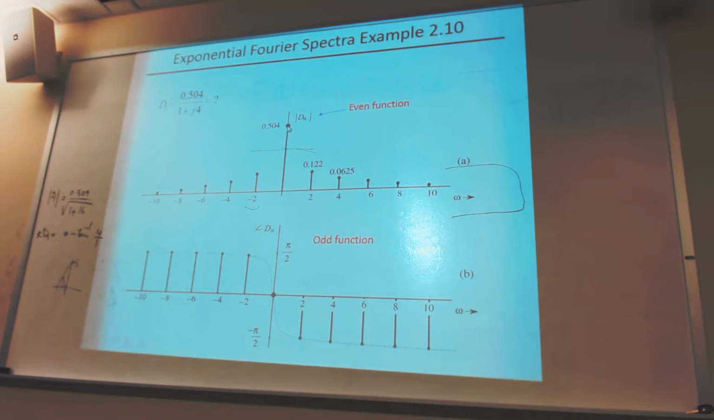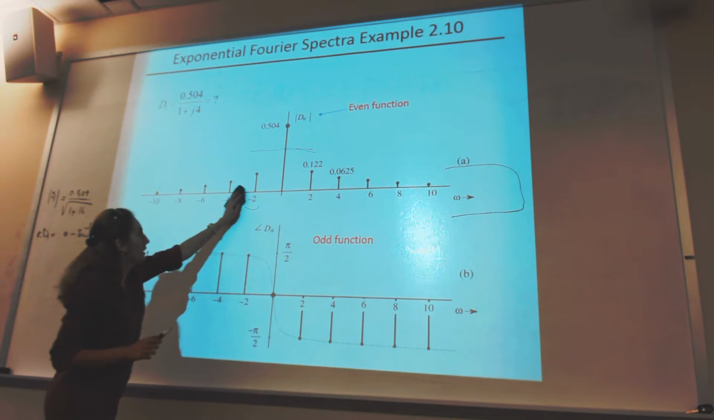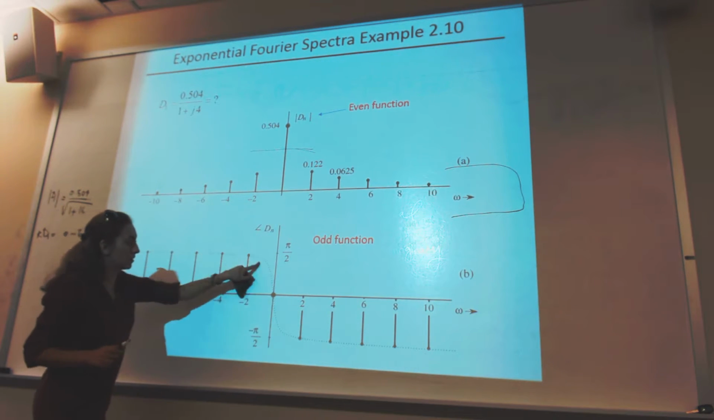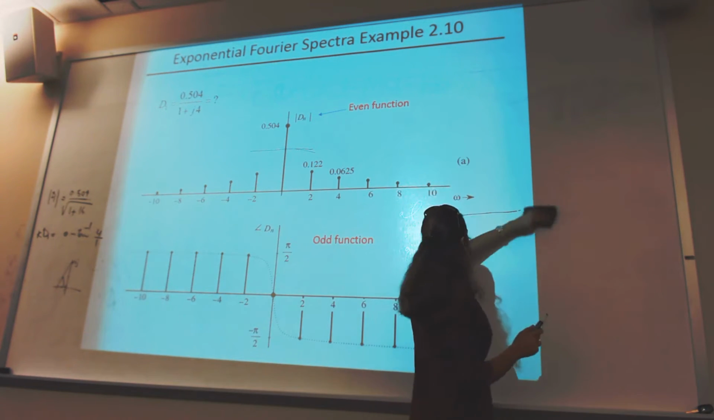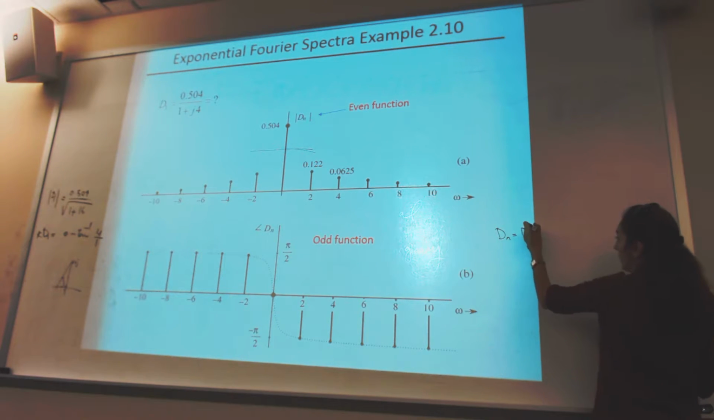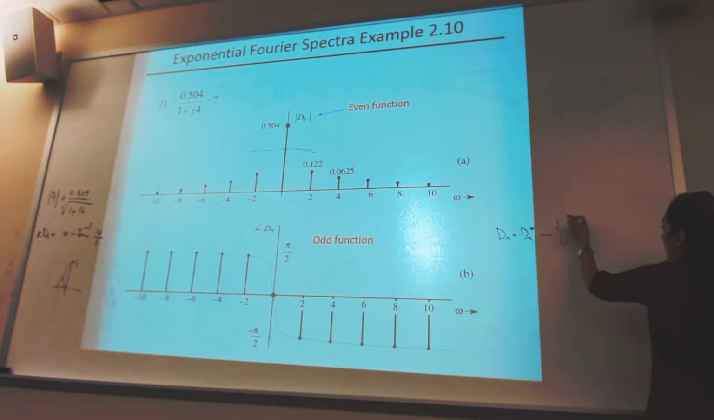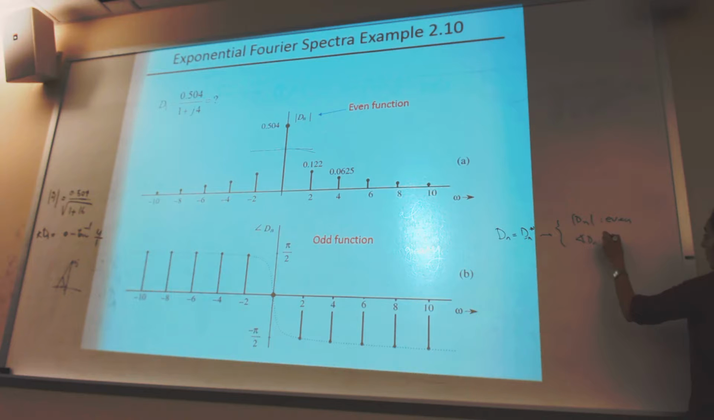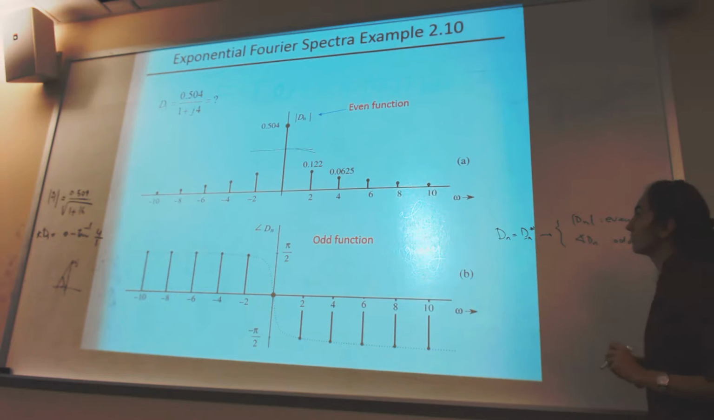Okay, and this is the result. So for all D1, D2, etc., this is the magnitude, this is the phase. Now look at the magnitude. Magnitude is an even function. Always the magnitude of dn is even, and always the phase is odd, because we always have this conjugate symmetry. Remember, dn and d minus n are conjugate, so magnitude is even, phase is odd. We always have that.